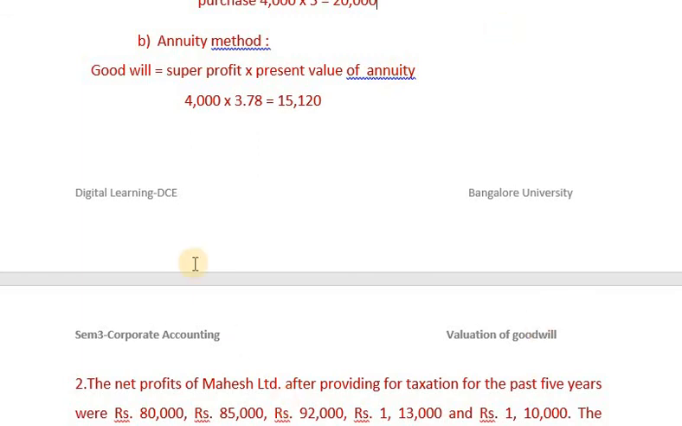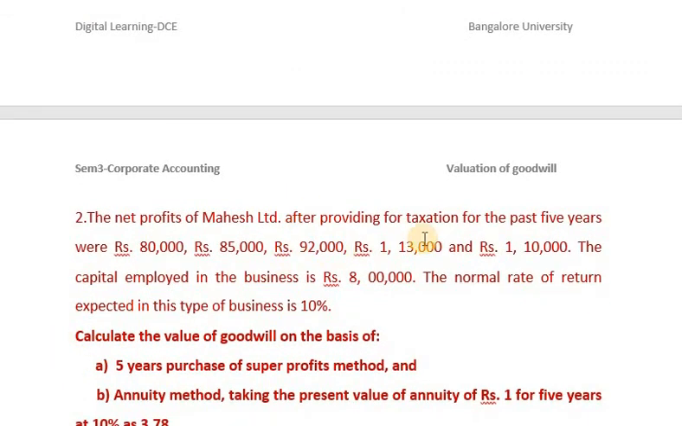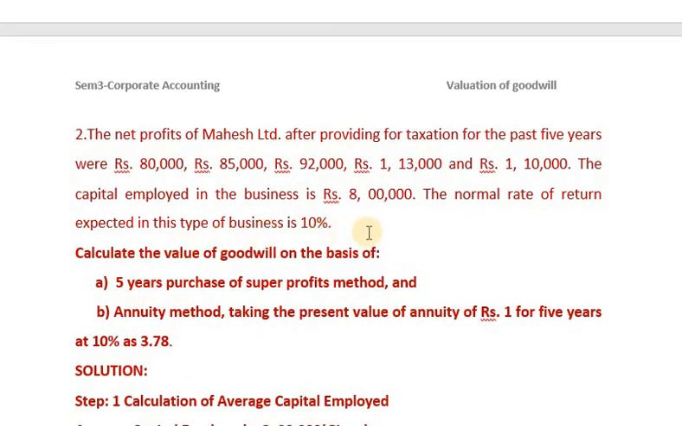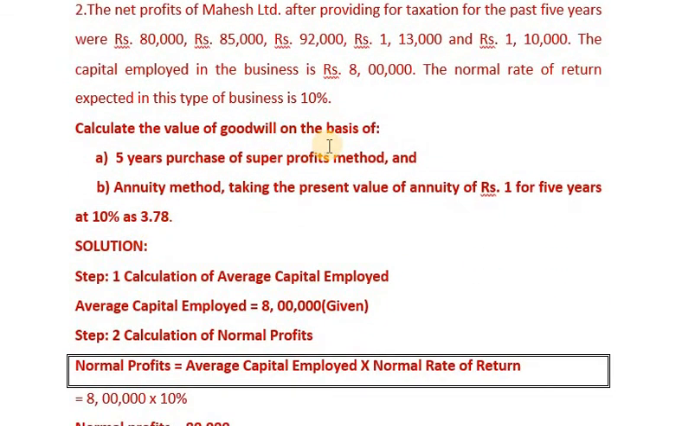Let us concentrate on the second problem. The net profits of Mahesh Limited after providing for taxation for the past 5 years were rupees 80,000, rupees 85,000, rupees 92,000, rupees 1,13,000, rupees 1,10,000. The capital employed in the business is rupees 8 lakh. The normal rate of return expected in this type of business is 10%. Calculate the value of goodwill on the basis of A. 5 years purchase of super profit, B. Annuity method, taking the present value of annuity of rupee 1 for 5 years at 10% as 3.78.